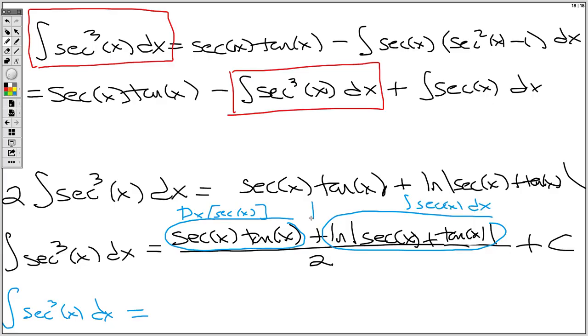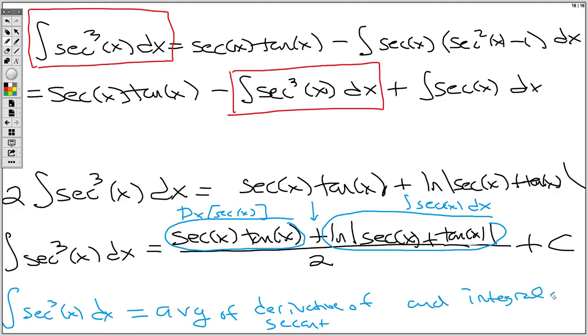And what am I doing with those two things? We're adding them together and dividing by 2. In other words, we're taking their what? Average. So I think of this as the average of the derivative of secant and the antiderivative, or the integral of secant. That's how I remember the integral of secant cubed. Hopefully that's easy enough for you to remember. Once again, from here on out, anytime you've got integral of secant cubed, don't go through the parts, hit it with this.